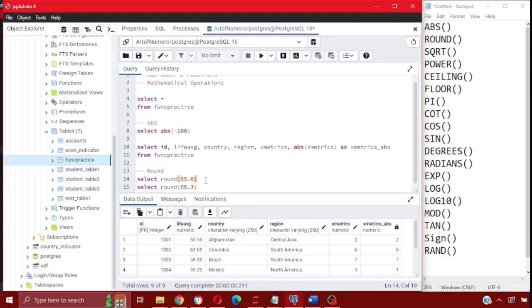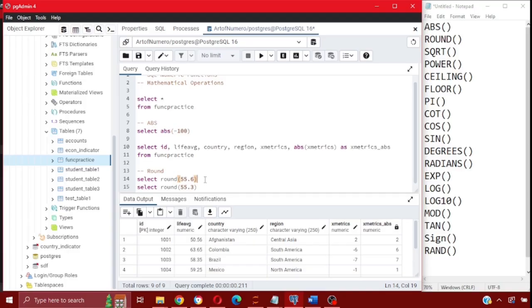What it does is, a value with a fractional part of 0.5 or greater is rounded up to the next integer if positive, or down to the next integer if it's negative. So in other words, it's rounded away from zero. A value with a fractional part less than 0.5 is rounded down to the next integer if positive, or up to the next integer if negative.